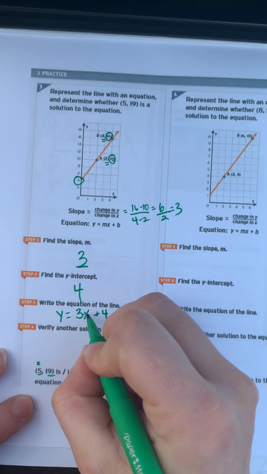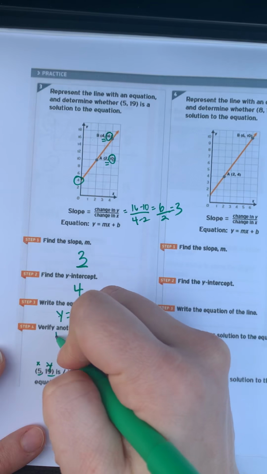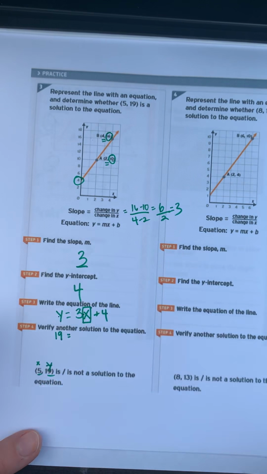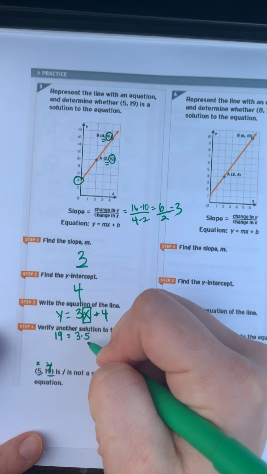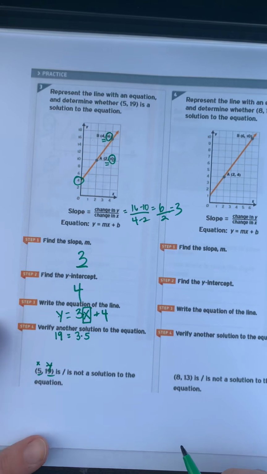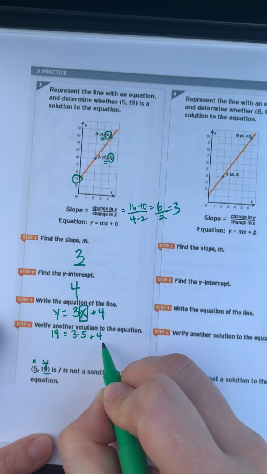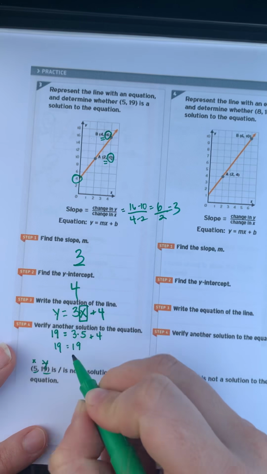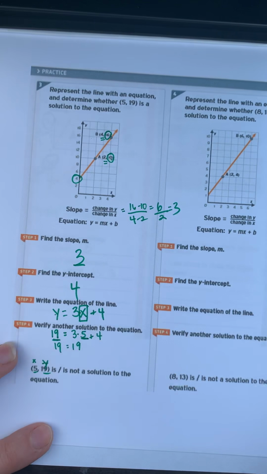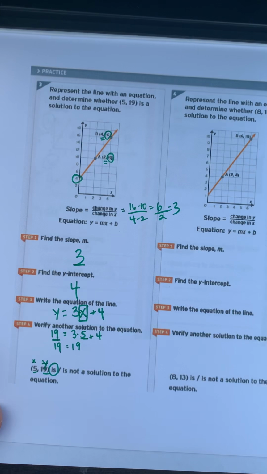So 5 would be our x value. 5 is going to go right there. 19, that's our y value, so that's going to go on the left side of the equation. So 19 would need to equal 3 times 5. Remember, 3x means 3 times x. That's why there's a multiplication symbol there. 3 times 5 plus 4. If you pop that into your calculator, 3 times 5 plus 4 is 19. So I would say that this pair of numbers, (5, 19), works very nicely in this equation. So it is a solution.